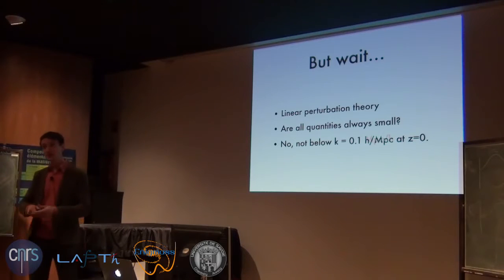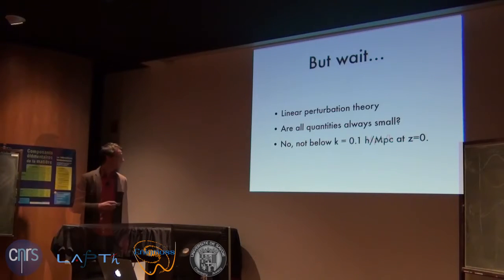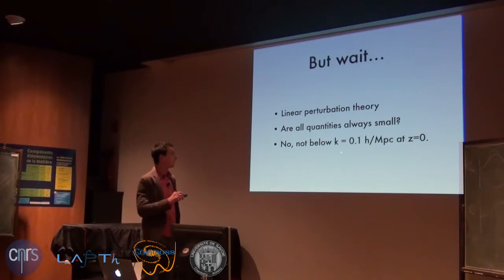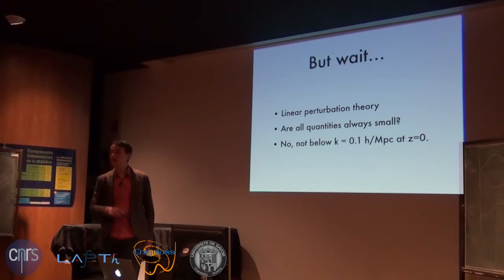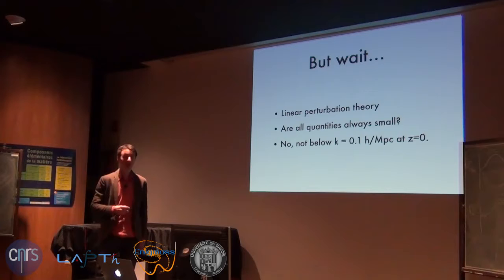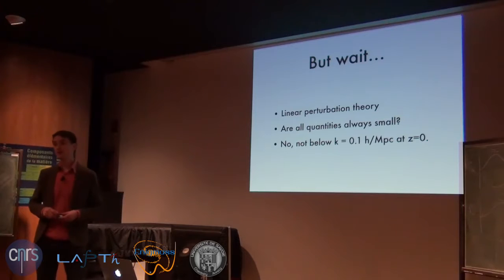If you go to sufficiently small scales, and as a cosmologist, small scales are something that for an astronomer are still large scales. If you get to k larger than 0.1 h over megaparsecs, large k is smaller scales. So if you go to scales smaller than 10 megaparsecs over h, actually 2 pi times 10 megaparsecs over h, perturbations are no longer exactly linear.